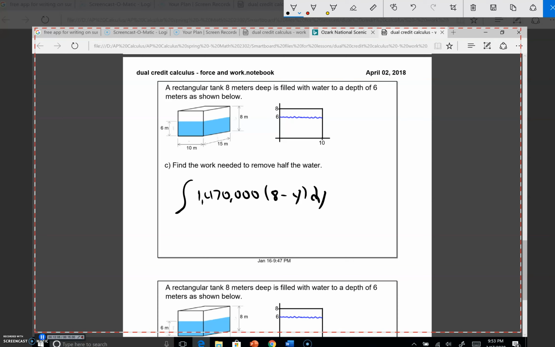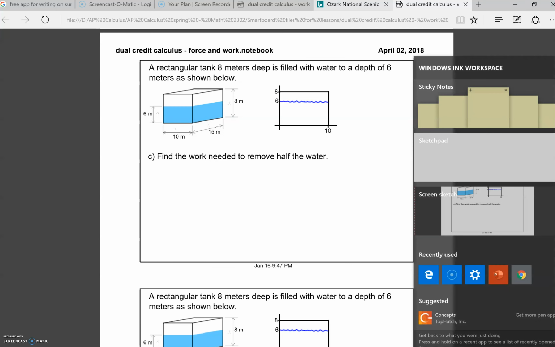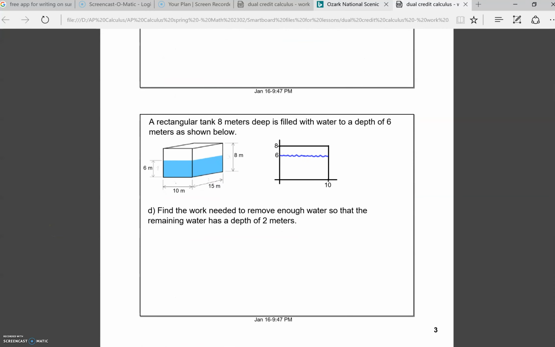So you're trying to remove half the water. Now, because this is a rectangular tank, if I'm trying to remove half the water, then some are going to think I'm integrating from 0 to 3 or from 3 to 6. I hope it makes sense that we're going to take the water off the top. So you had a choice, 0 to 3 or 3 to 6, but we're going to take the water off the top, so we're going to integrate from 3 to 6. That's going to give us 15,435,000 joules.